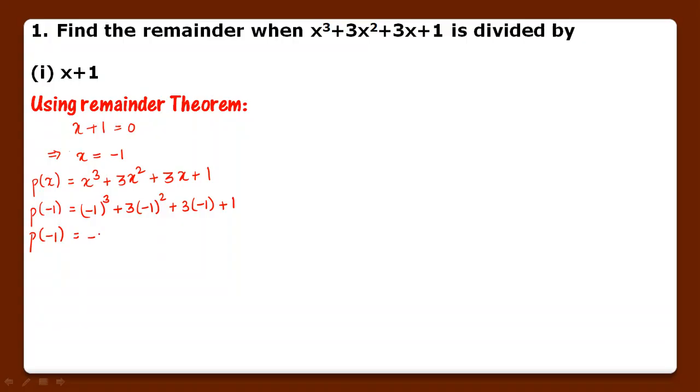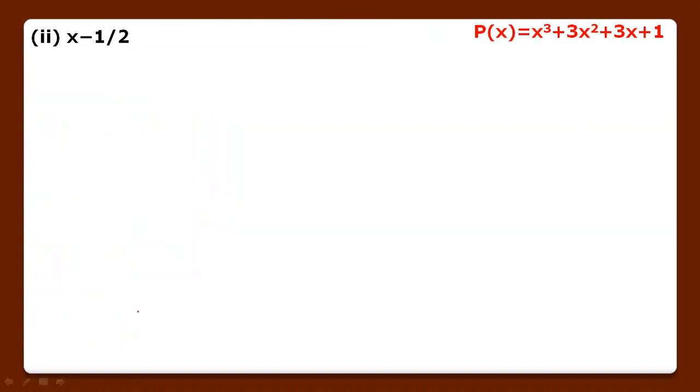Minus 1 cube is minus 1, plus minus 1 square is 1. So 3 into 1, 3, minus 3, plus 1. First we will take the addition part, plus 3 plus 1, that is plus 4, minus 1 minus 3 minus 4. 4 minus 4, 0. So we can write here remainder is equals to 0.